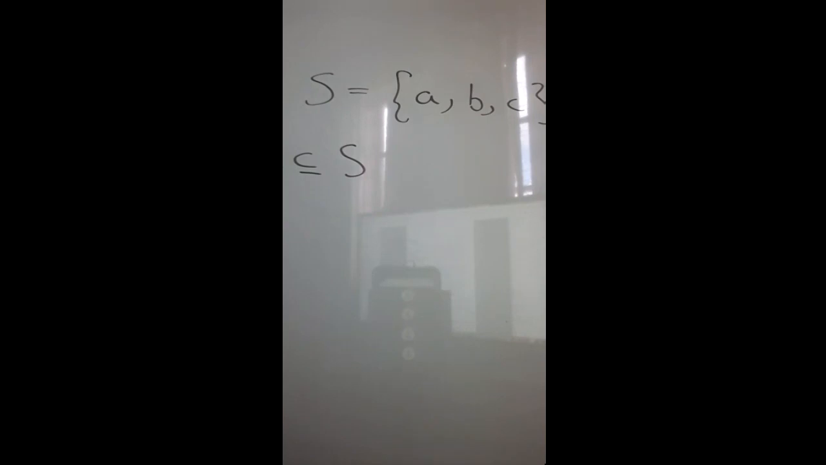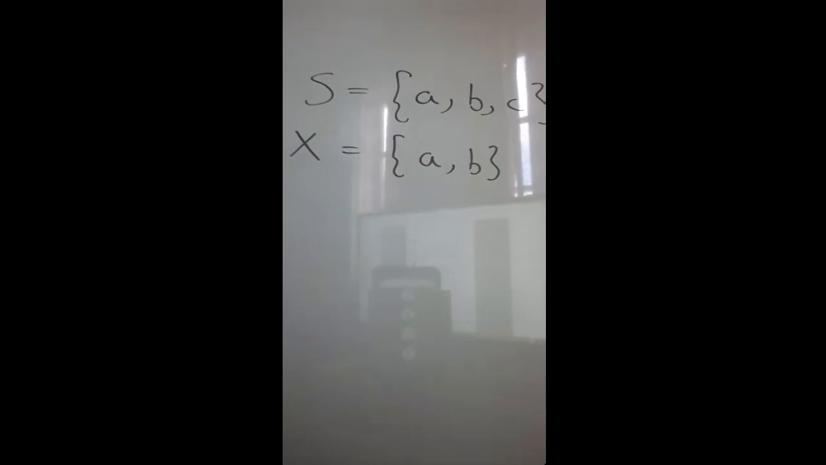Now, I'm sure sometimes you've seen the subset written with this line underneath it. There's a difference between the two of them. Well, before I write that, let me create another set. Let's say the next set is X, and X contains A and B. All right.